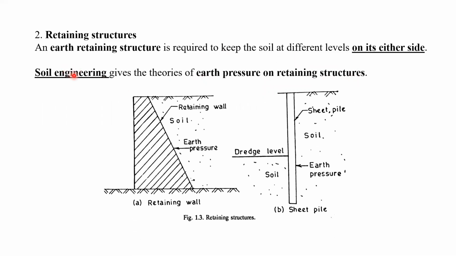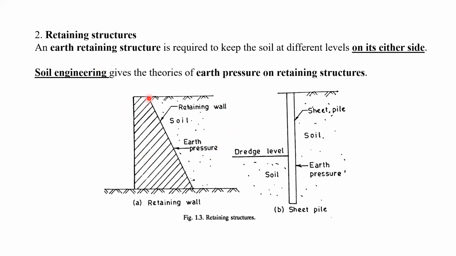So soil engineering gives the theory of earth pressure on retaining structures. You can see, if you are not going to study the properties of the soil, suppose you want to retain this soil this side, and this is the retaining wall. Without knowing the properties of this soil, or how much force is going to work on this retaining wall, without knowing the earth pressures, you are going to construct the retaining wall. It may collapse, right?